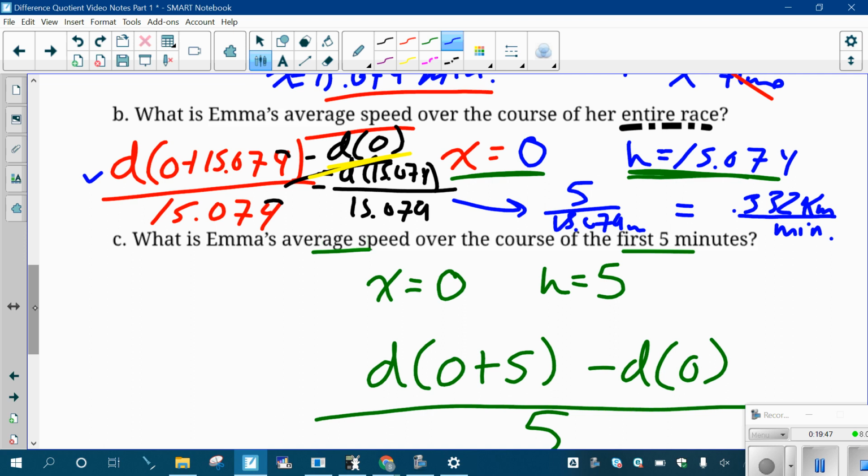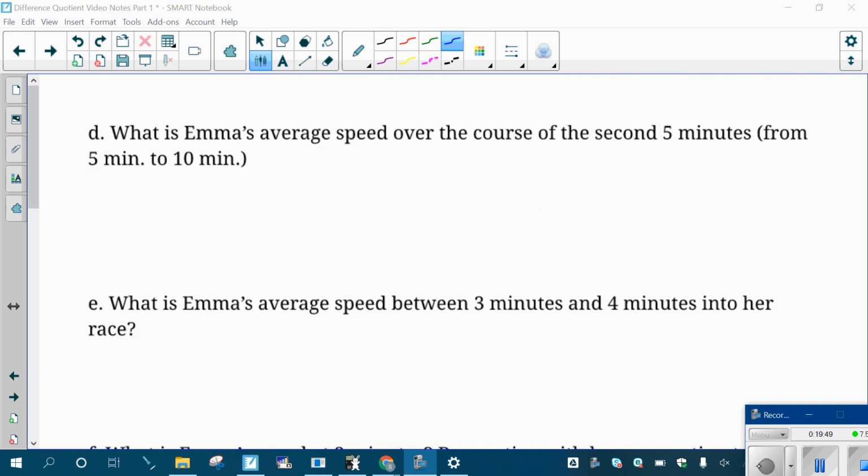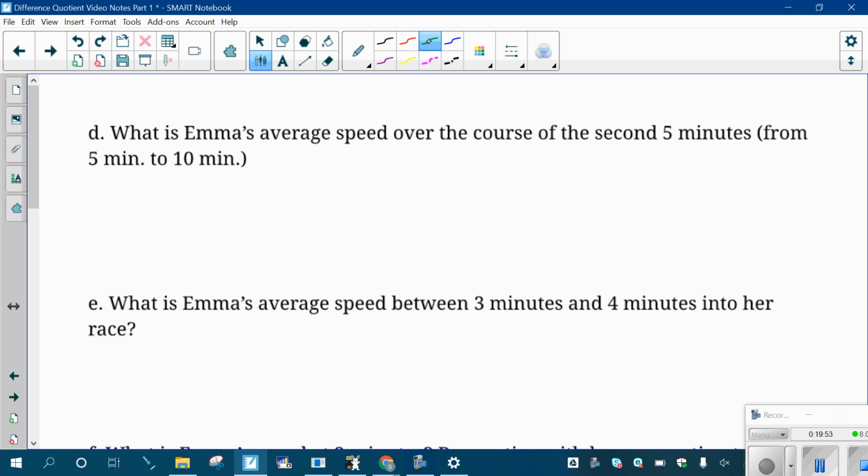Okay, I want to keep going with this. What was her average speed over the course of the second 5 minutes of the race? So not those first 5 minutes, the second 5 minutes, from time 5 to time 10. Okay, so here's where we get a little confusing. We're still finding speed, we're still doing slope. We're going to do it with the difference quotient.